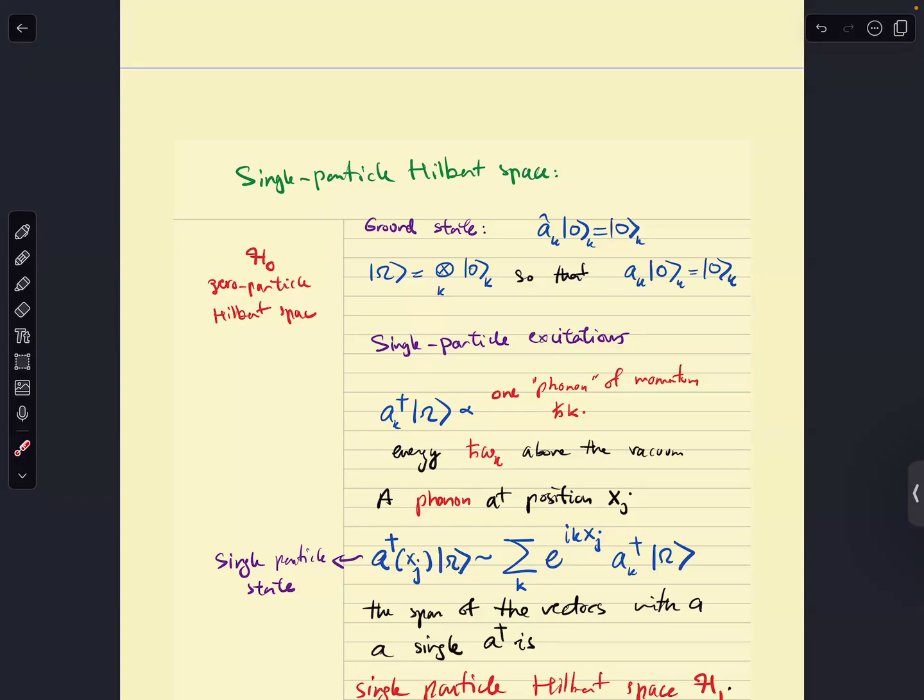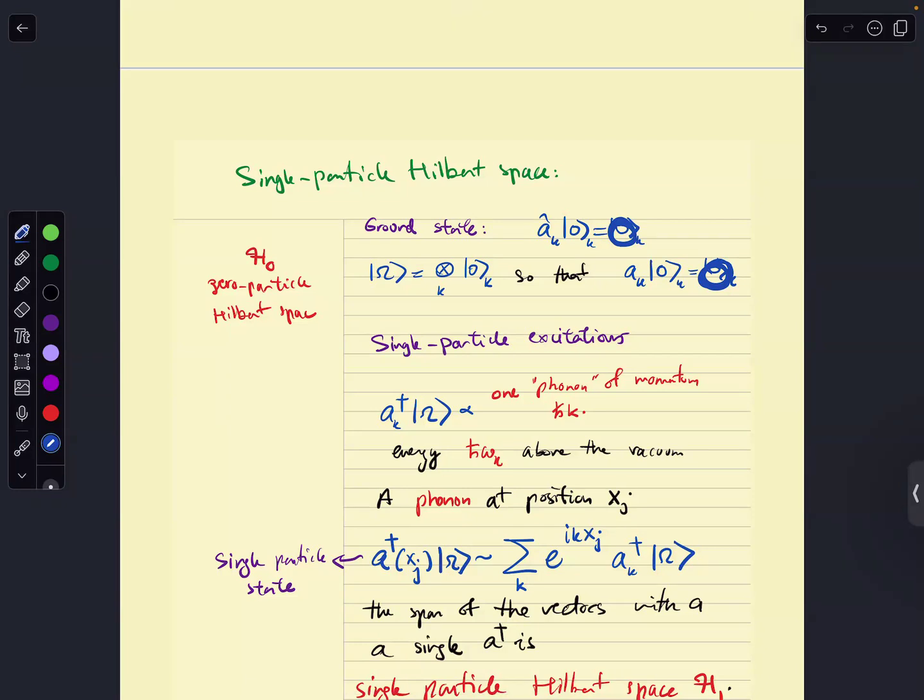So each mode, sorry, Professor, wouldn't the A_k times the vacuum be 0? Not ket 0, just 0. Oh, I'm sorry. Thank you. Yes, of course it's 0. That's a typo. Thank you. Yes.